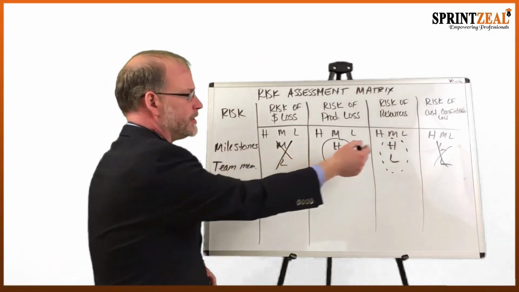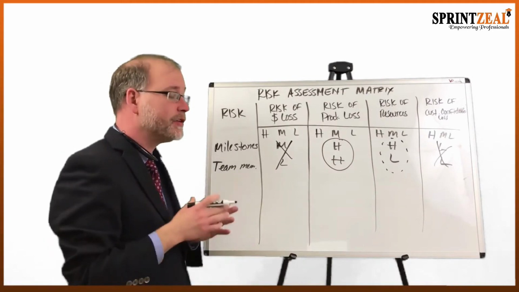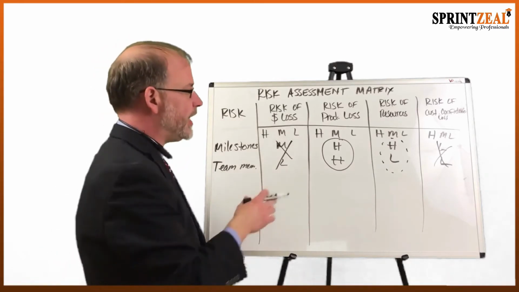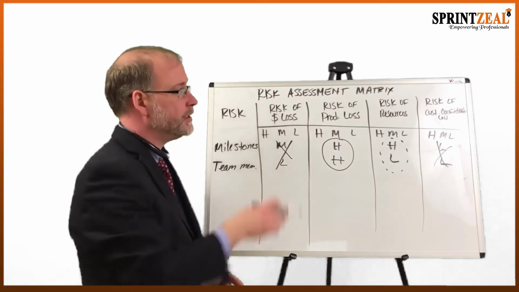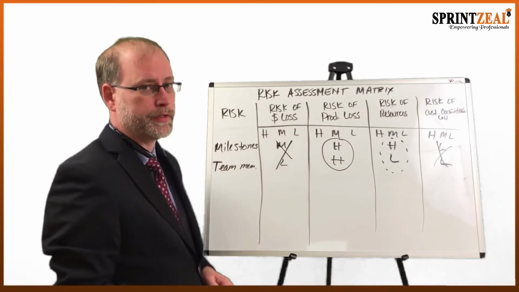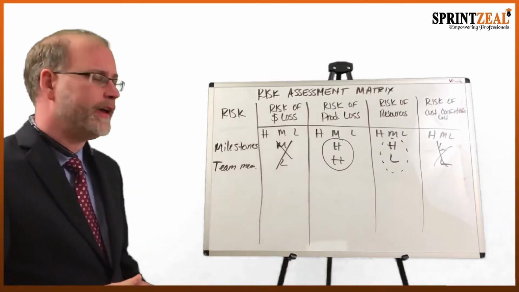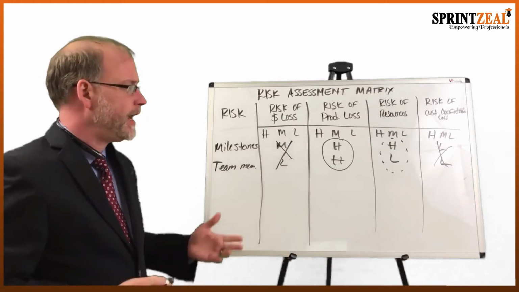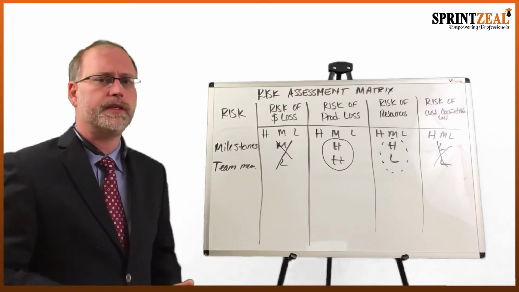Because our milestones have two high risks, we need to make sure that we keep this incredibly within our sight and that we manage to that risk so that those risks don't actually occur with product loss or a risk of losing our resources. So the risk assessment matrix is just a really good way for us to start writing down what our risks are. And not only that, but it helps us to start understanding where we need to apply our resources to mitigate those risks.